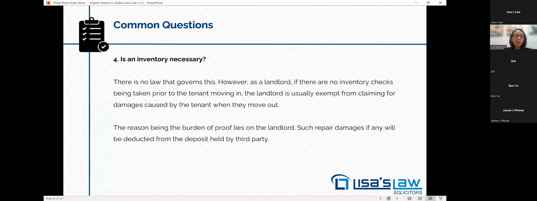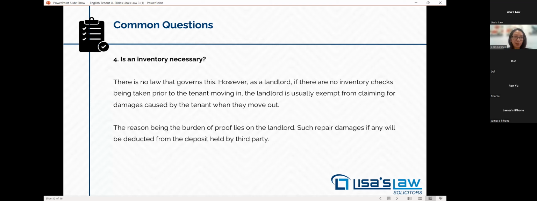So when you rent an AST, usually the agent or the landlord will carry out what we call an inventory check. There's no law to govern that. It's not compulsory. However, this is usually for the protection of the landlord. I would also say it's a protection for the tenant, but we'll see how I explain that. It's usually for the landlord because if no inventory check is taken before the tenant moves in, the landlord is usually exempt from even claiming any damages.